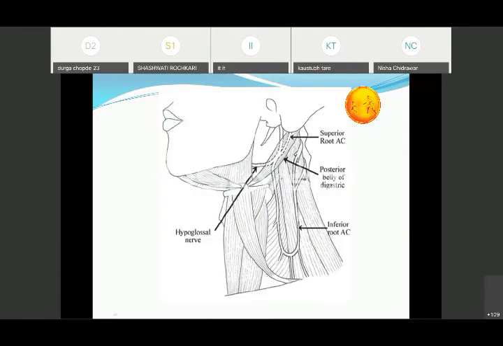So in this figure you can appreciate the carotid sheath. It covers the internal carotid artery, vagus nerve and internal jugular vein in the carotid triangle, and on the anterior wall of this carotid sheath there will be the ansa cervicalis. So in this figure you can appreciate the position of the ansa cervicalis, where it is present.